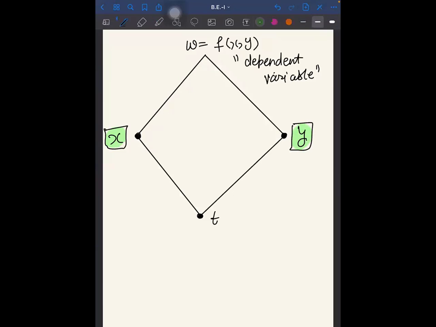So these are intermediate variables. Let me make it in this way, and this is your dependent variable. And finally, this t, you're differentiating with respect to t, that's why this t is your independent variable.